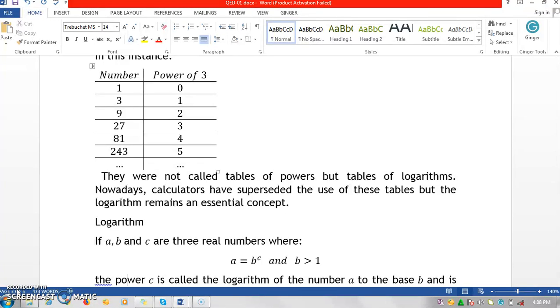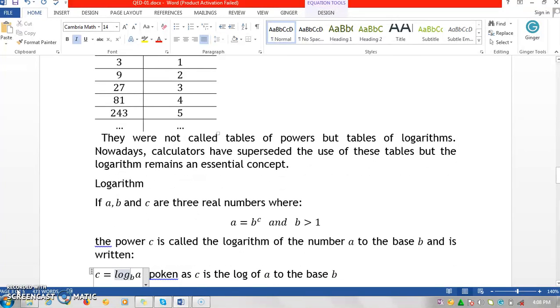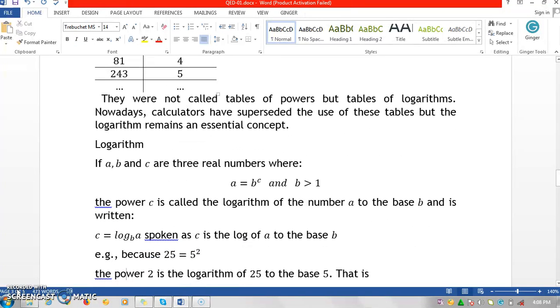If a, b, and c are 3 real numbers where a is equal to b raised to the power c and b is greater than 1, then the power c is called the logarithm of the number a to the base b, and is written as, remember c here is the power, but here we have c is equal to log a to the base b. The base of the log is b.